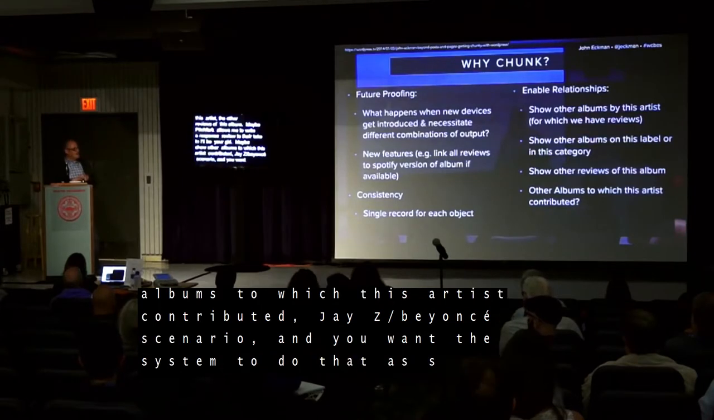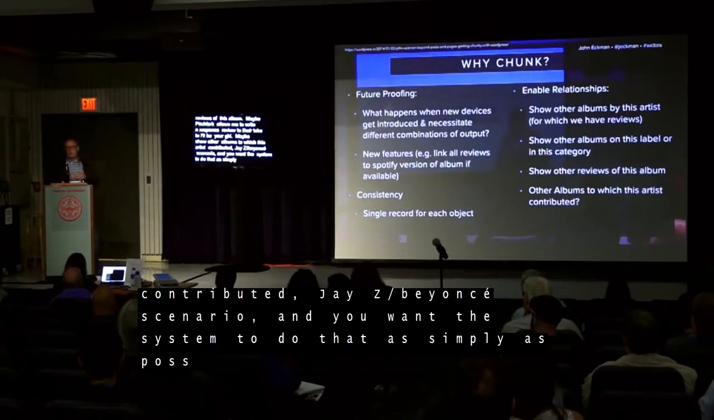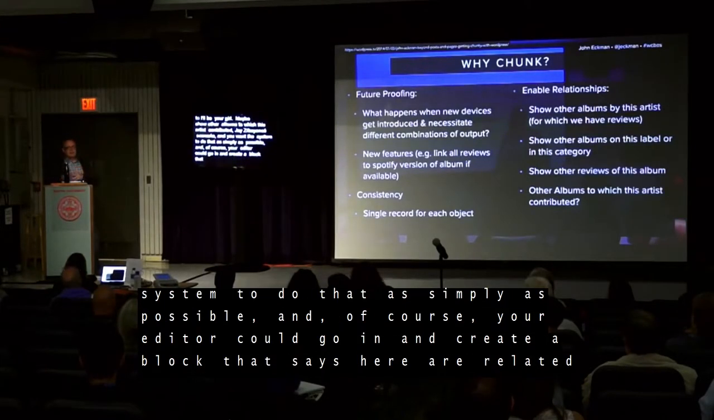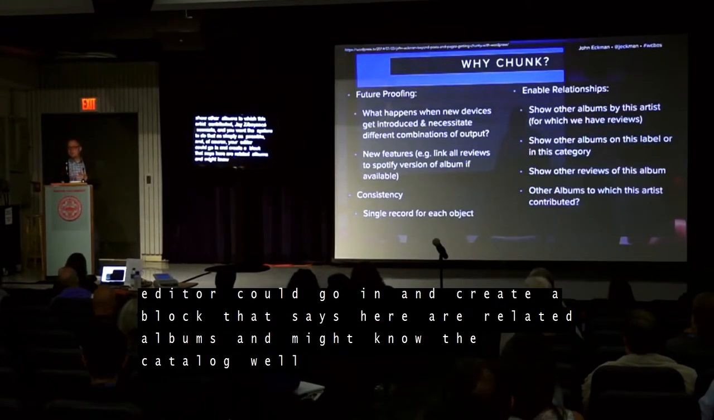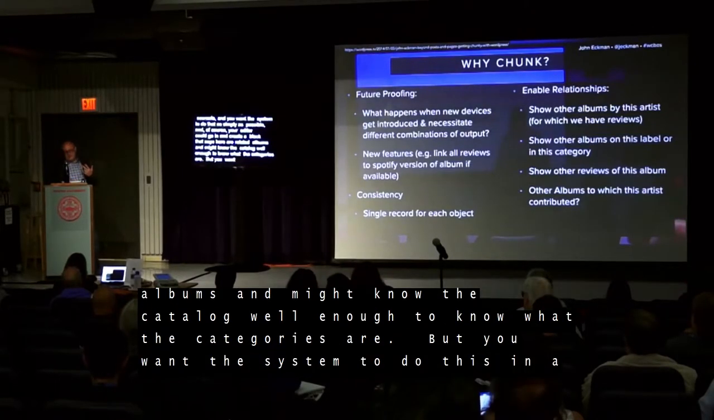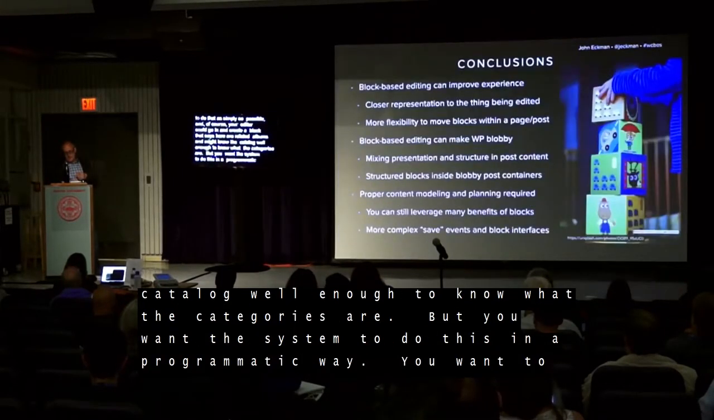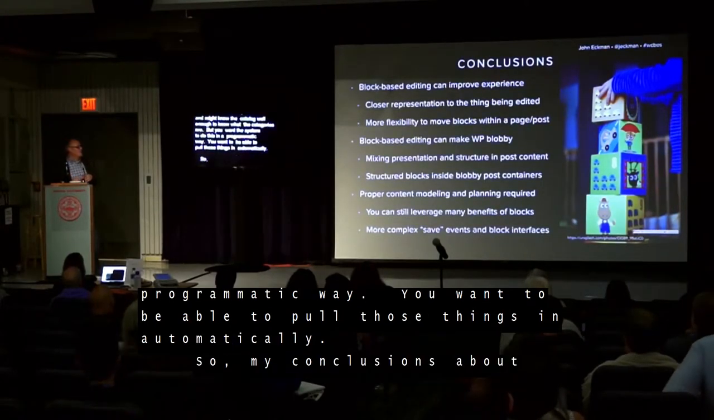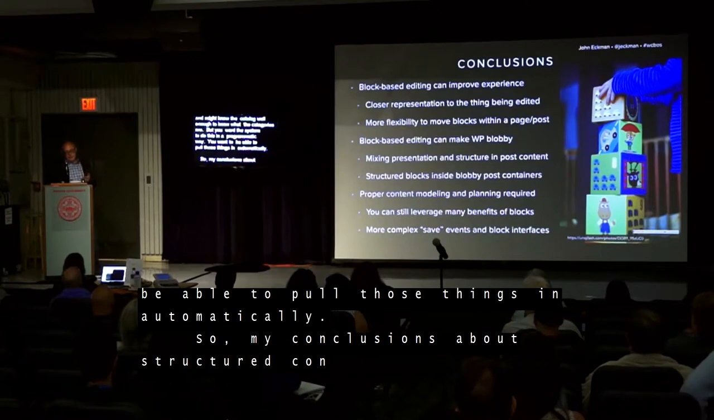Now, of course, your editor could just go in and create a block that says, here are some related albums. And they might know the catalog well enough to know what those are. But you really want your system to be able to do this in a more programmatic way, right? You want to be able to pull those things in automatically. So my conclusions about structured content in the era of Gutenberg.